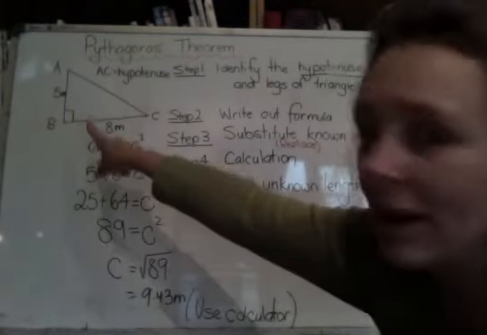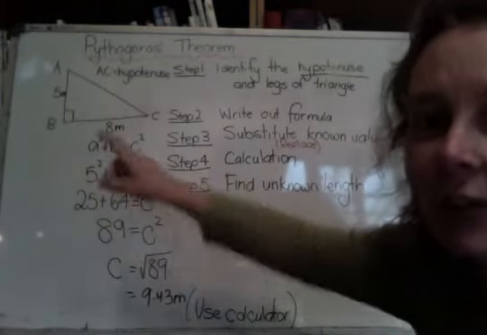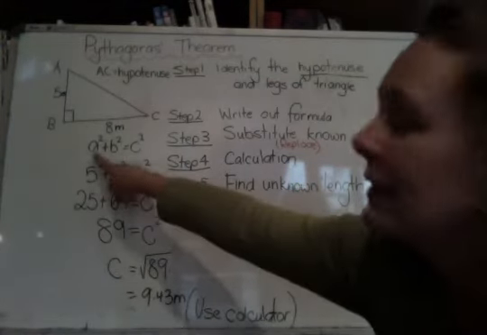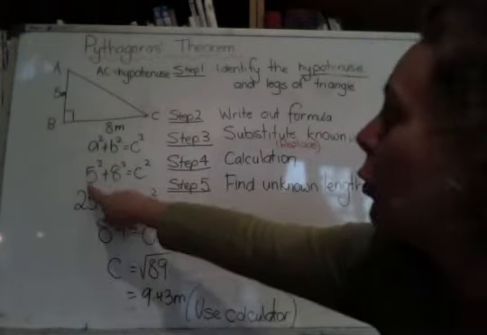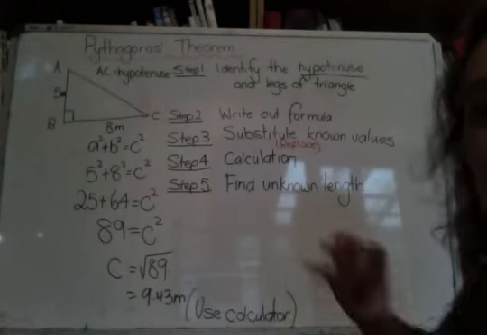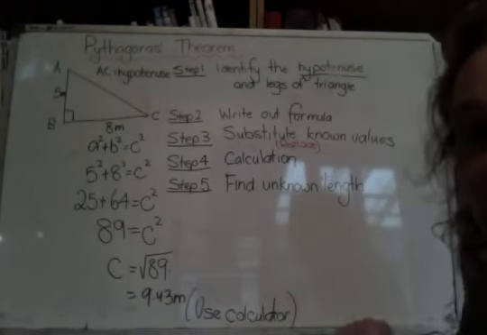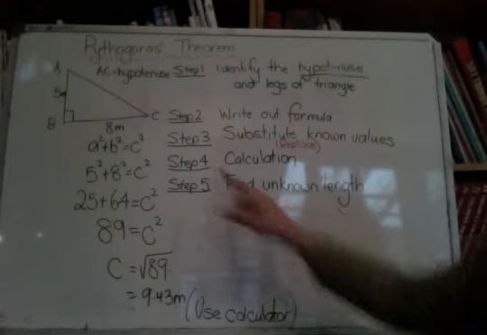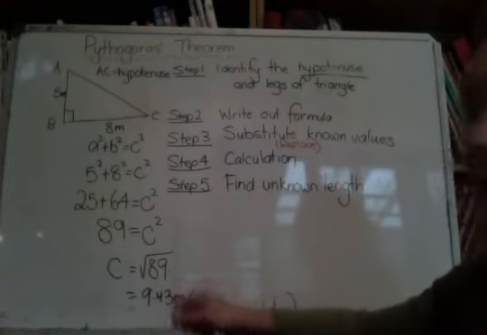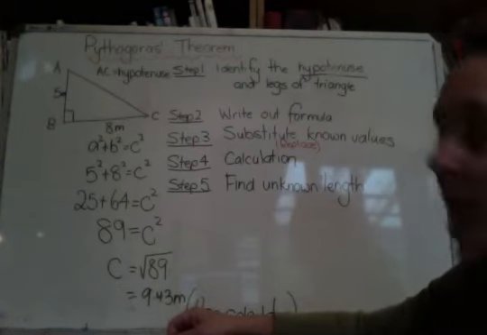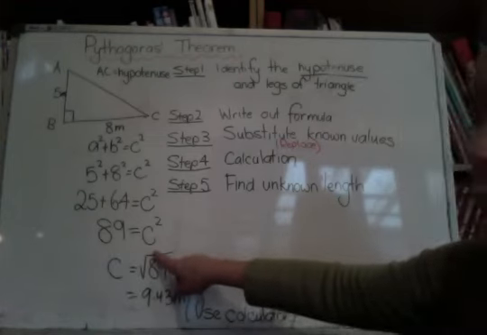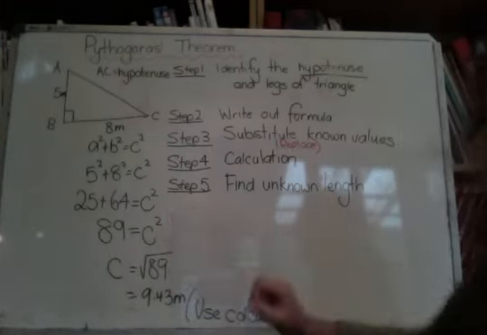So I know that one short side is 5 meters and the other short side is 8 meters. Okay? So I replace my A squared plus B squared with 5 squared plus 8 squared and say that that's equal to C squared, or the hypotenuse squared. Okay? Now, step 4 is I can just do some calculations. 5 squared is 25, 8 squared is 64. So the sum of those is 89, and that's what the hypotenuse squared is equal to.